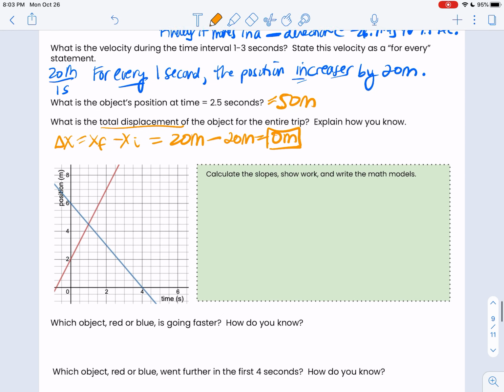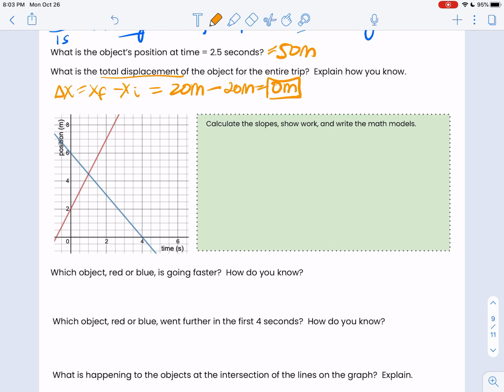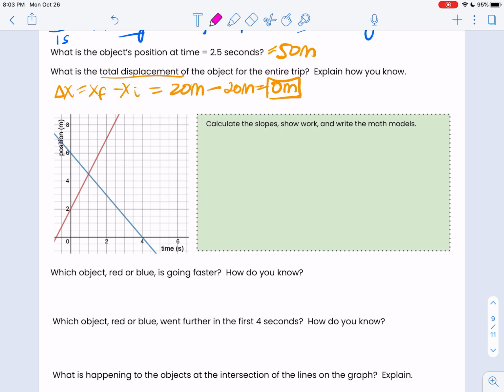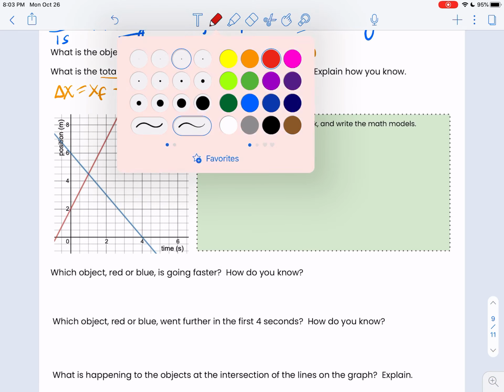Calculate the slope, show work, and write the math models. This is really important because this is kind of what was on the mild page. So make sure you got these right. If you didn't, then you need to go back and do those. So let's do the red guy first.